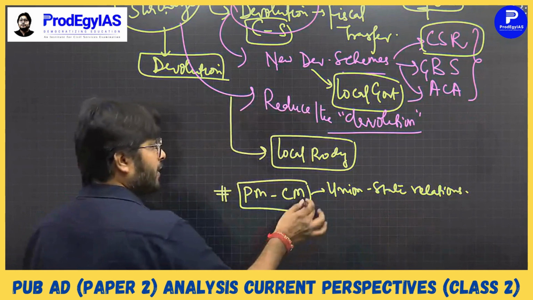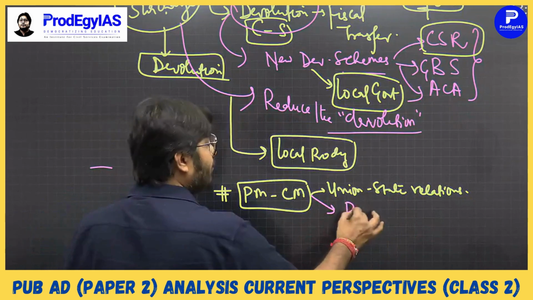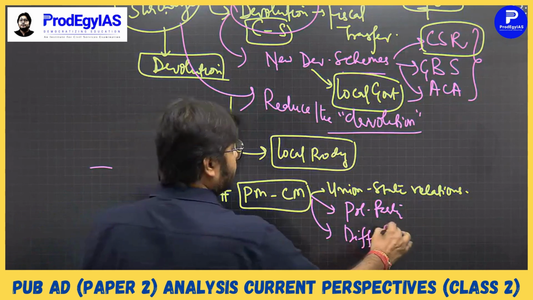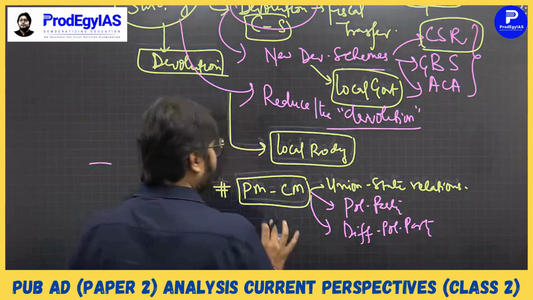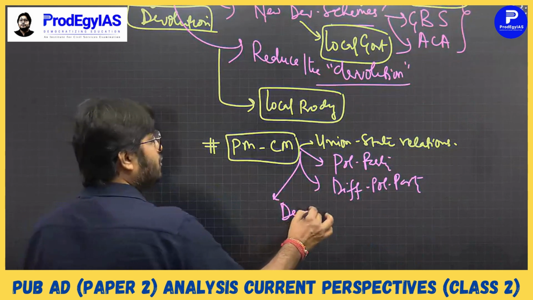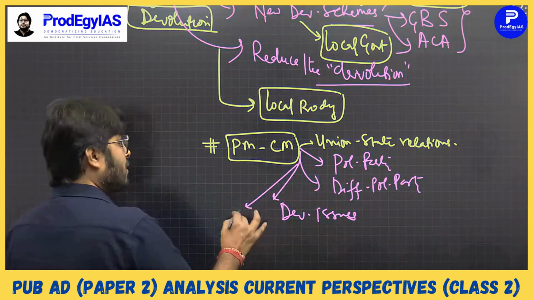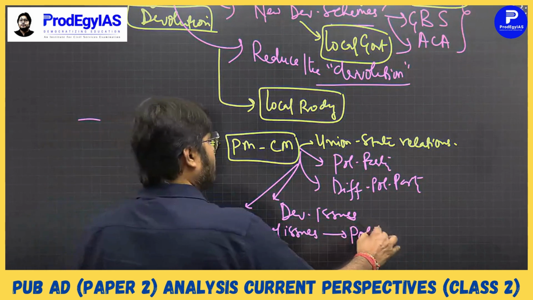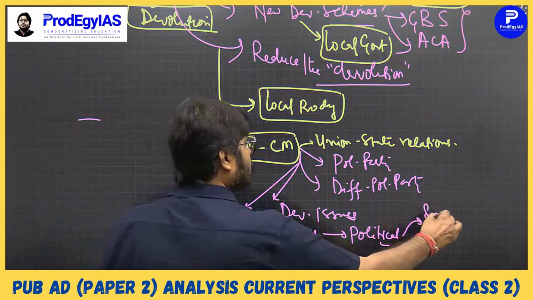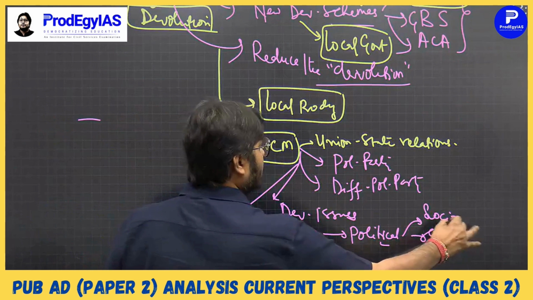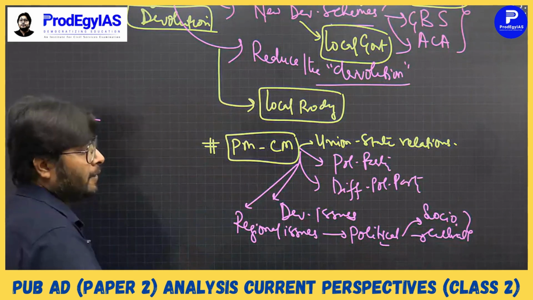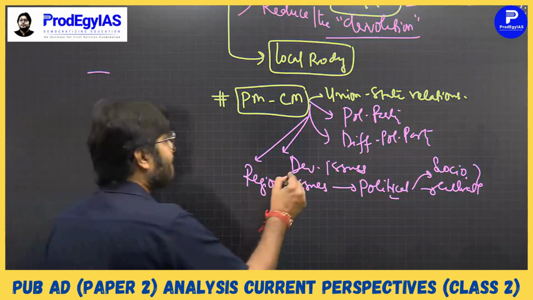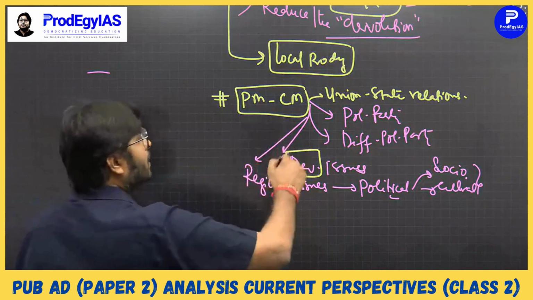So there are two ways to interpret it. One, where the government is of the same political party, and where the government is of a different political party. Certain states have more developmental issues, certain states have more regional issues. These regional issues are mostly political or socio-cultural issues. Assam, Northeast, UP, Bihar, West Bengal, Kerala, a lot of issues are there which are more political. So this can also be interpreted that way.